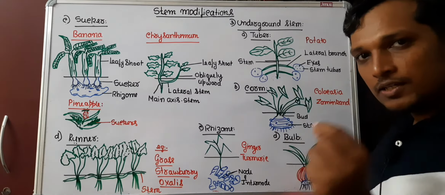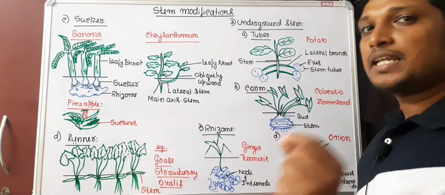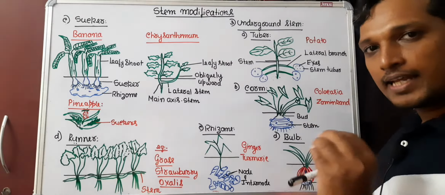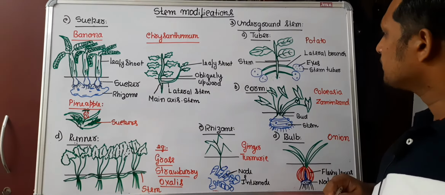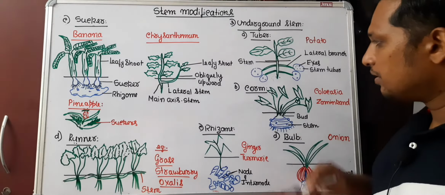They contain dormant axillary buds, which are also called eyes. They can give rise to a new shoot. So that is about stem tuber.